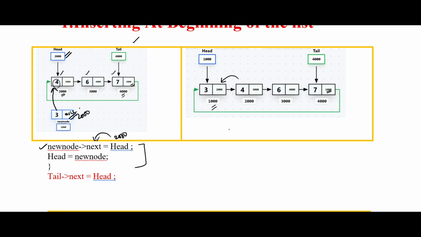Second step, now 3 will become the head. So the new node address is 1000, right? It is assigned to head. Now you see here, head equal to new node, address 1000 I stored, so that it will point to the new node 3, right? So this operation we have done, the first operation and the second operation. So we attached it with this, everything is over.